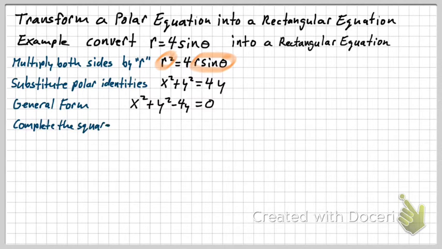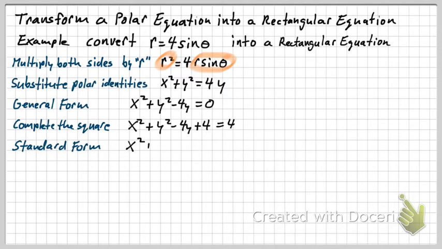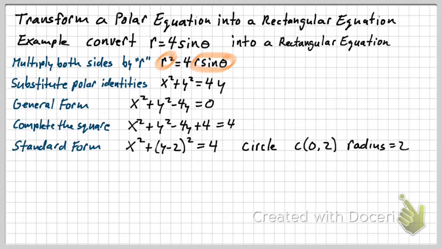General form is usually okay. What if I actually need to plot this thing? We learned in our previous section on conic sections that I can do that by completing the square. Then I can go from general form to standard form, and indeed it is a circle, and I can go ahead and plot that if I wish. Center at (0, 2), radius 2. That's how we do that.